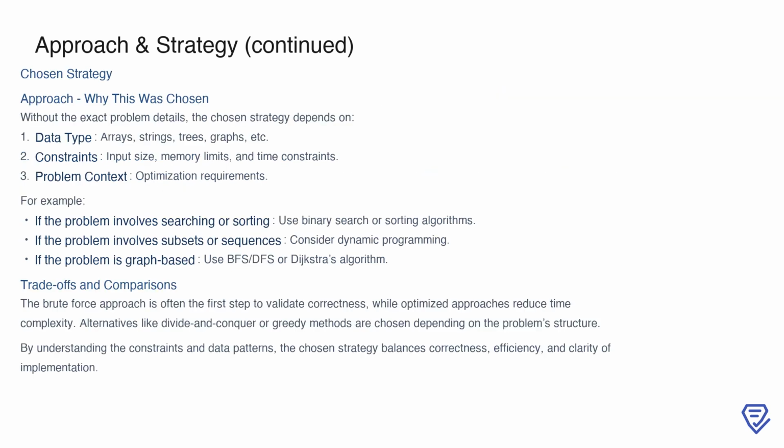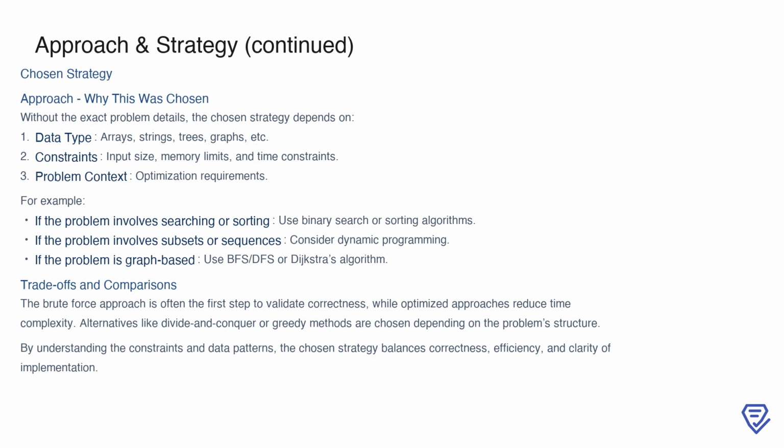The choice of strategy ultimately depends on the problem's details, including the type of data, the constraints provided, and the overall context. For example, if the problem involves searching or sorting within a dataset, algorithms like binary search or quicksort are strong candidates. If it revolves around finding subsets or sequences, dynamic programming is often the go-to approach. For graph-based problems, techniques such as breadth-first search, depth-first search, or Dijkstra's algorithm are typically effective.